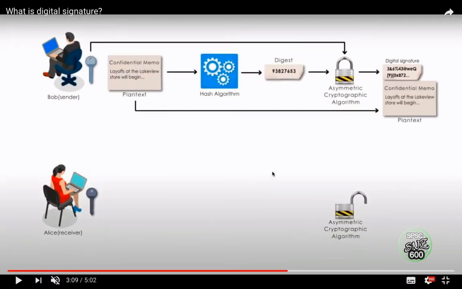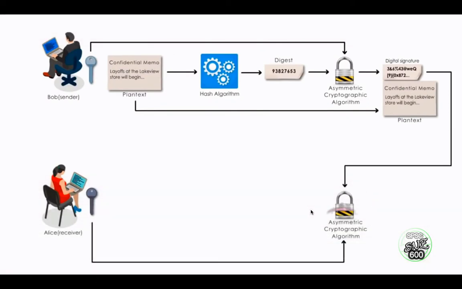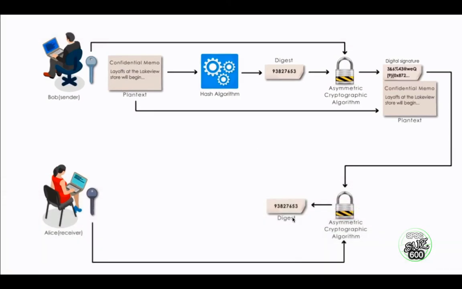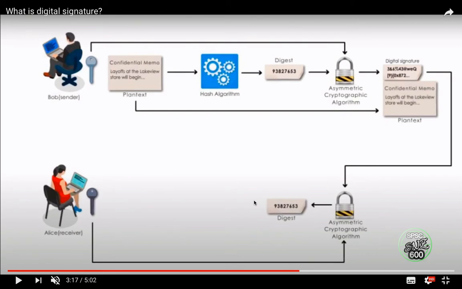Now Alice does two things. She will decrypt the message using the public key of Bob and get the digest. If she is successful in producing the digest, she will understand that the message is correctly received from the correct user. If she fails, then she will understand that the message is not from the correct user, because only Bob's public key is able to decrypt the message.